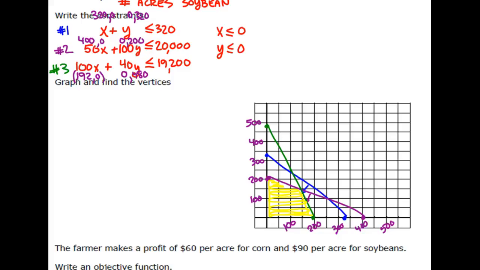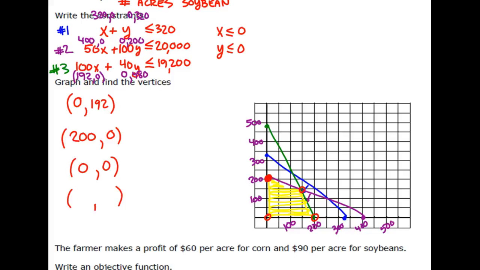Okay, so we have vertices that we need to find. So our vertices of our feasible region are there, there, there, and there. Well, we know three of those four just because they were the X and Y intercepts, but this one in the intersection is going to be a little more difficult. So this one right here is going to be 0, 192. All right. And then, of course, 0, 0. And then this one over here was 200, 0. Usually 0, 0 is not going to maximize anything. And then we have that other one that's kind of unknown yet. We don't really know what this one is right here.